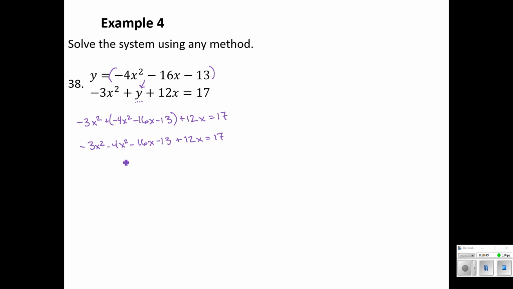Okay, we can see the trinomial forming. We've got x squareds, we've got regular x's, and we've got constants in there. If we combine like terms, negative 7x squared minus 4x, and then I'm going to subtract the 17 over, so minus 30, equals 0.